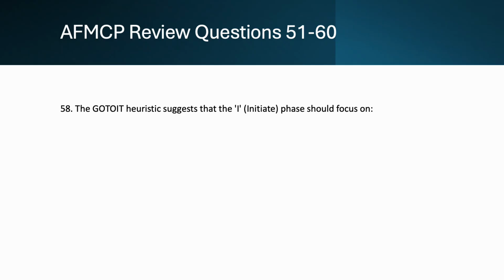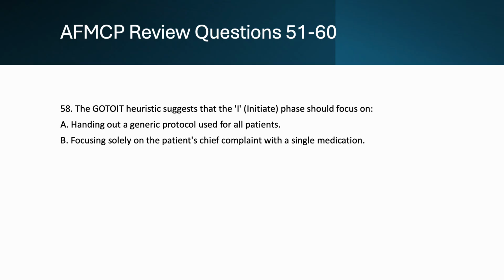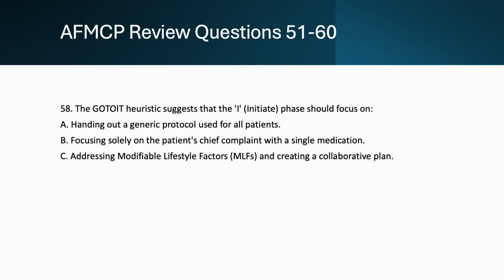Question number 58. The go-to-it heuristic suggests that the initiate phase should focus on A, handing out a generic protocol used for all patients. B, focusing solely on the patient's chief complaint with a single medication. C, addressing modifiable lifestyle factors and creating a collaborative plan. D, the most expensive lab tests first.